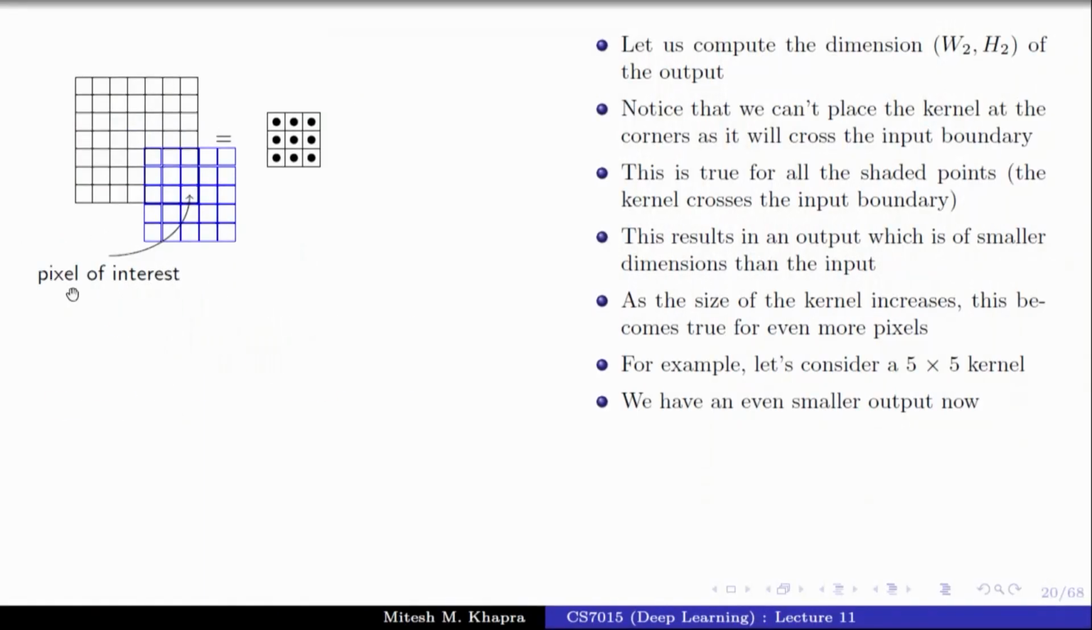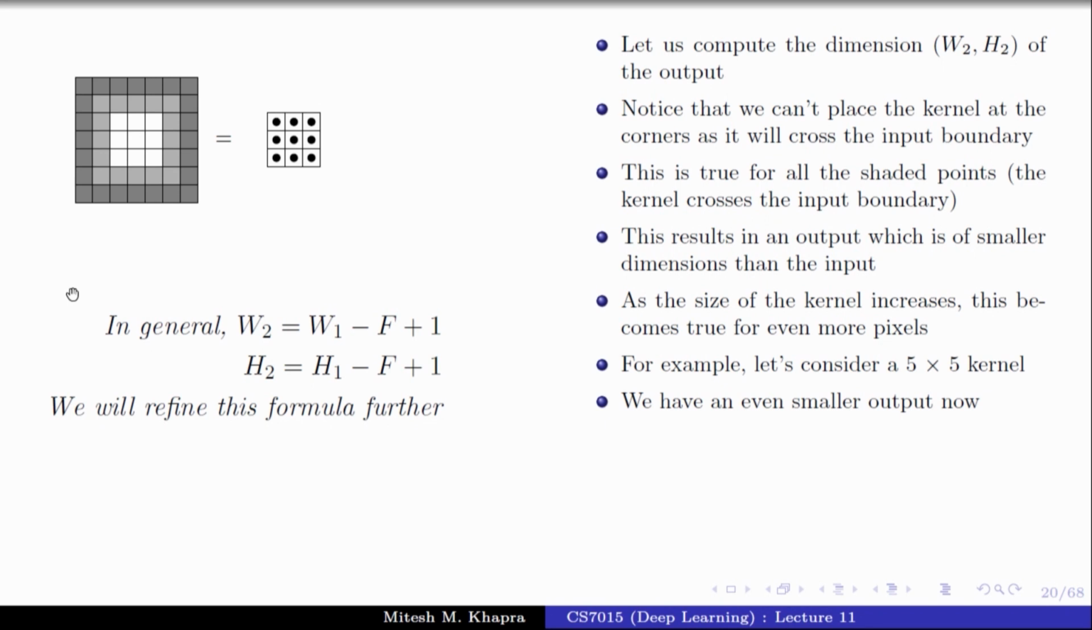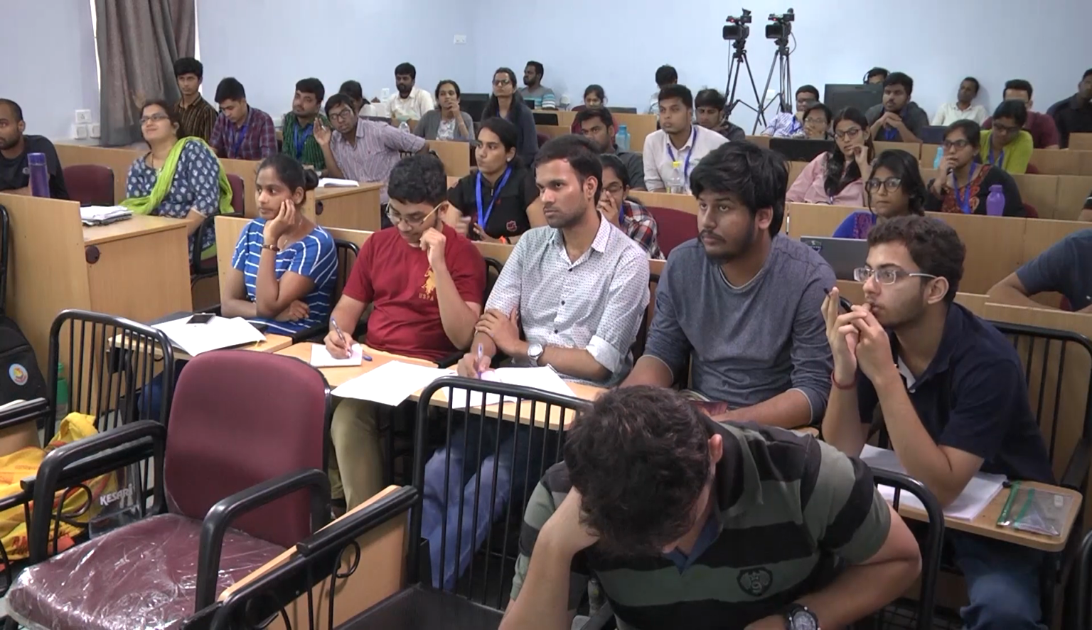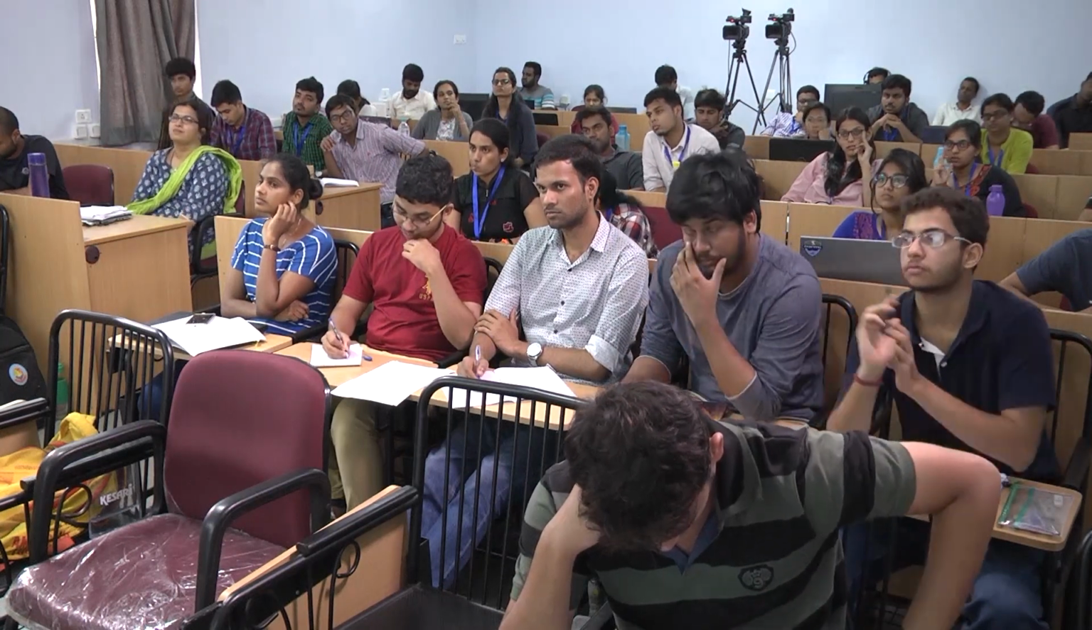So the formula that you have is W1 minus bracket F minus 1. So when you open the bracket, it would be W1 minus F plus 1. And the same formula for H2 also. Right? Same thing for H also. Everyone gets this? Please raise your hands if you get this. Width and height. So W2 is the width of the output and W1 is the width of the input.